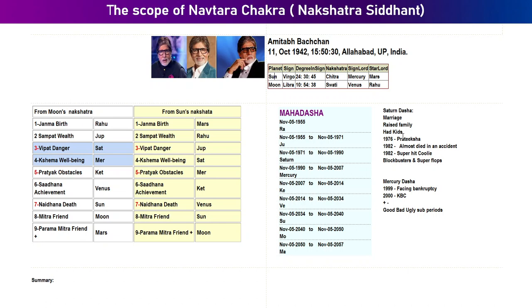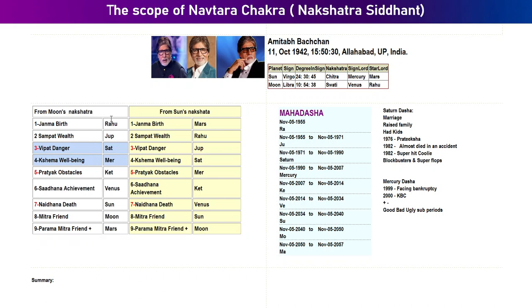Now, if you look at Amitabh's chart, from the moon's nakshatra, this is the layout. Rahu becomes the Janma nakshatra, and Jupiter becomes the Sampat, and so on. This is just a dasha order. And from the sun, you find that the Janma nakshatra becomes Mars, and Sampat and all that becomes Rahu.